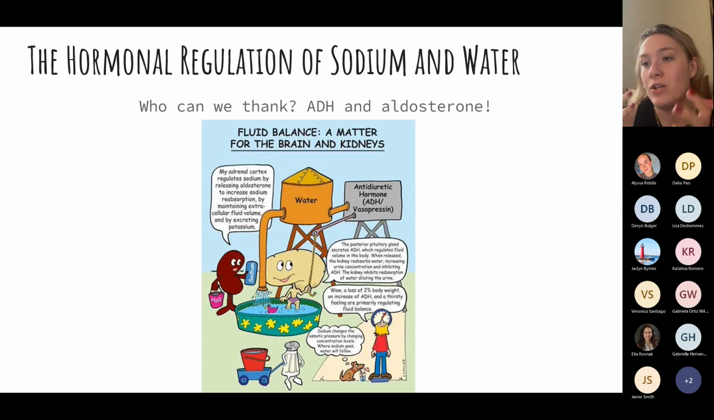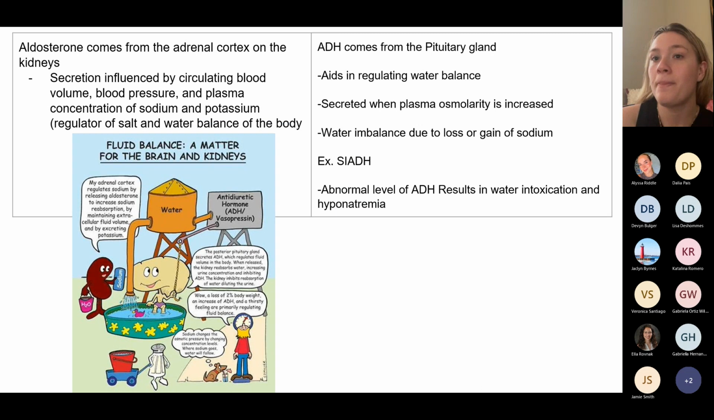So how do we regulate our sodium and our water balance? Lots of different ways we can, but I really want you to think about ADH and aldosterone, our antidiuretic hormone and our aldosterone. When you think aldosterone, think kidneys. Aldosterone comes from the adrenal cortex, which is on top of the kidneys. All aldosterone does is act on the kidneys to help us save sodium and pitch potassium. So likewise, where salt goes, water flows. If I'm dehydrated, I want to hold on to salt because I will therefore want to hold on to some water. So that's what aldosterone does.